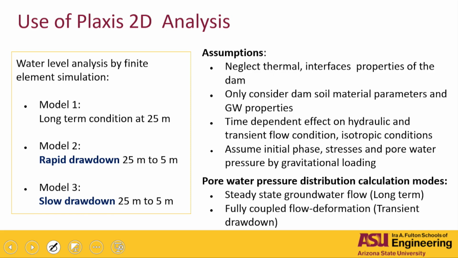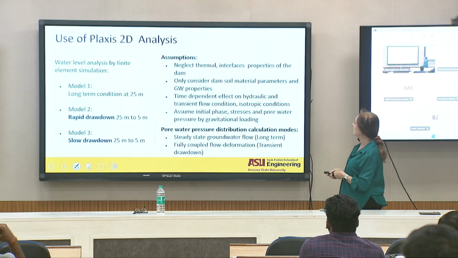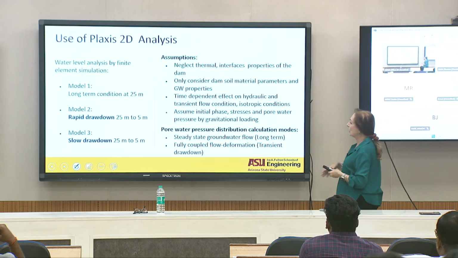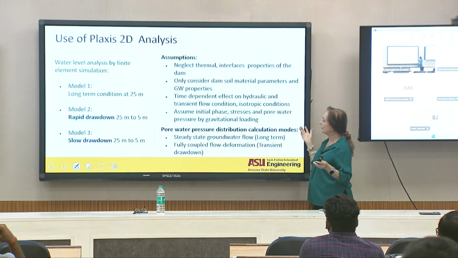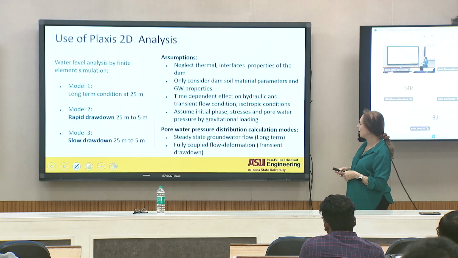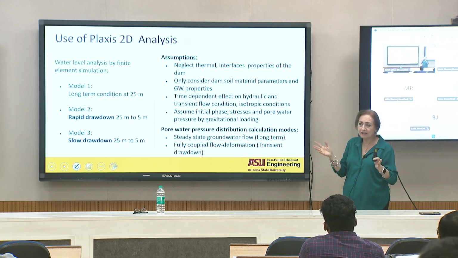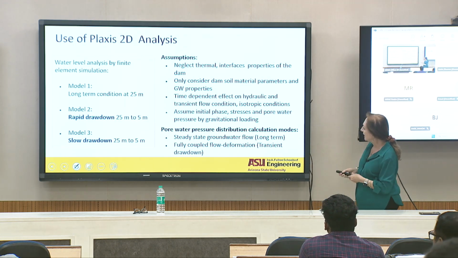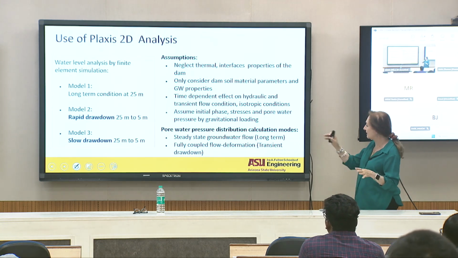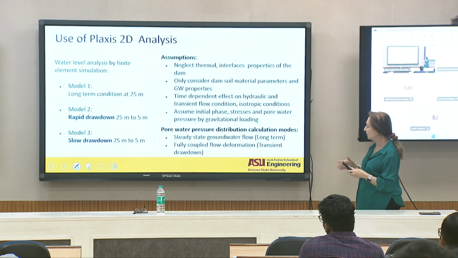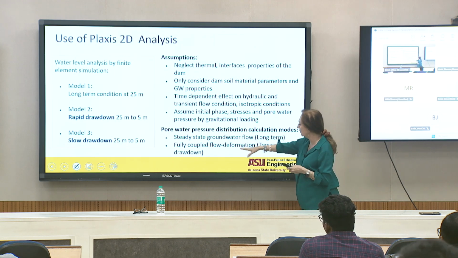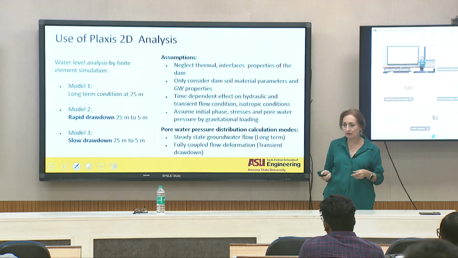So I neglect thermal coupled analysis, so I don't have that coupled analysis. Interfaces, properties of the dam. Only consider dam, soil material parameters, and the groundwater table properties. Time-dependent effect on the hydraulic and transient flow condition. Isotropic condition, in this case we didn't vary the heterogeneity, but you know that we can put that in there, right? It's just to run a little bit faster. And assume the initial phase to be a steady state, and then gravitational loading, and then we make a full coupled flow deformation analysis for the transient drawdown, all right?